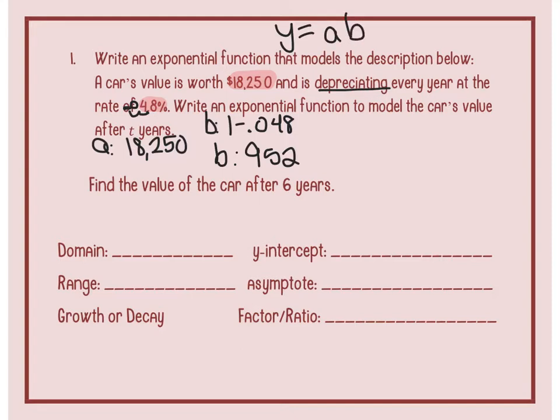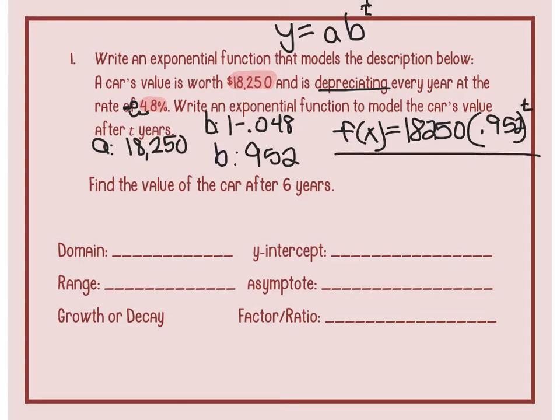Now the equation that we use is going to be y equals A B raised to the, we typically use x. In this case, it asks us to use t, so we're going to put a t instead of an x. Okay, so this equation ends up being, it says write a function. So function is f of x equals 18,250, my starting value, times my B value 0.952 raised to the t years. So that answers our first question.